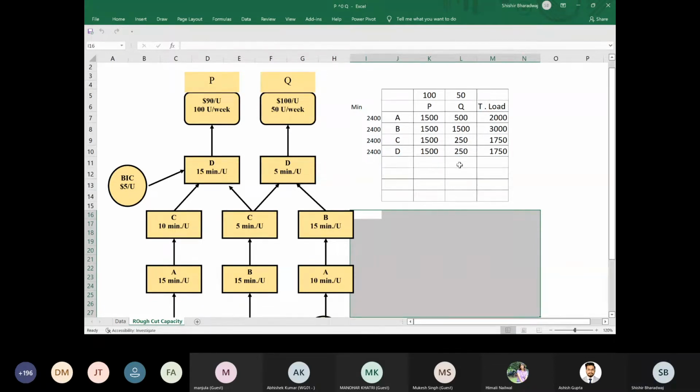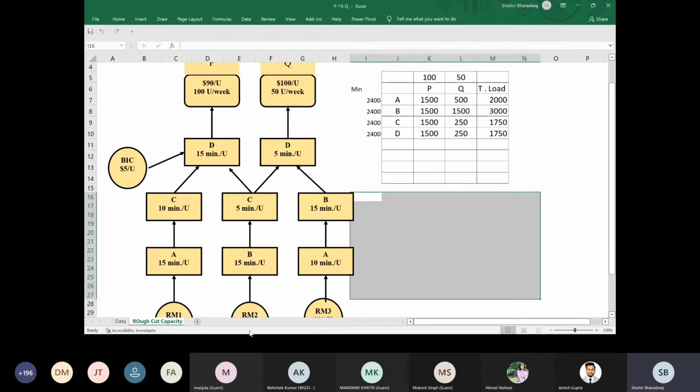Now, why do I do this? I think every company in this world should do this, because this is how you find out how your capacity is being utilized. I need to bring across one more example here. Raw material 2 is common to Q as well as P. So if I have to make 100 of P and 50 of Q, and one unit is common to both, I will have to make 150 units of raw material 2.